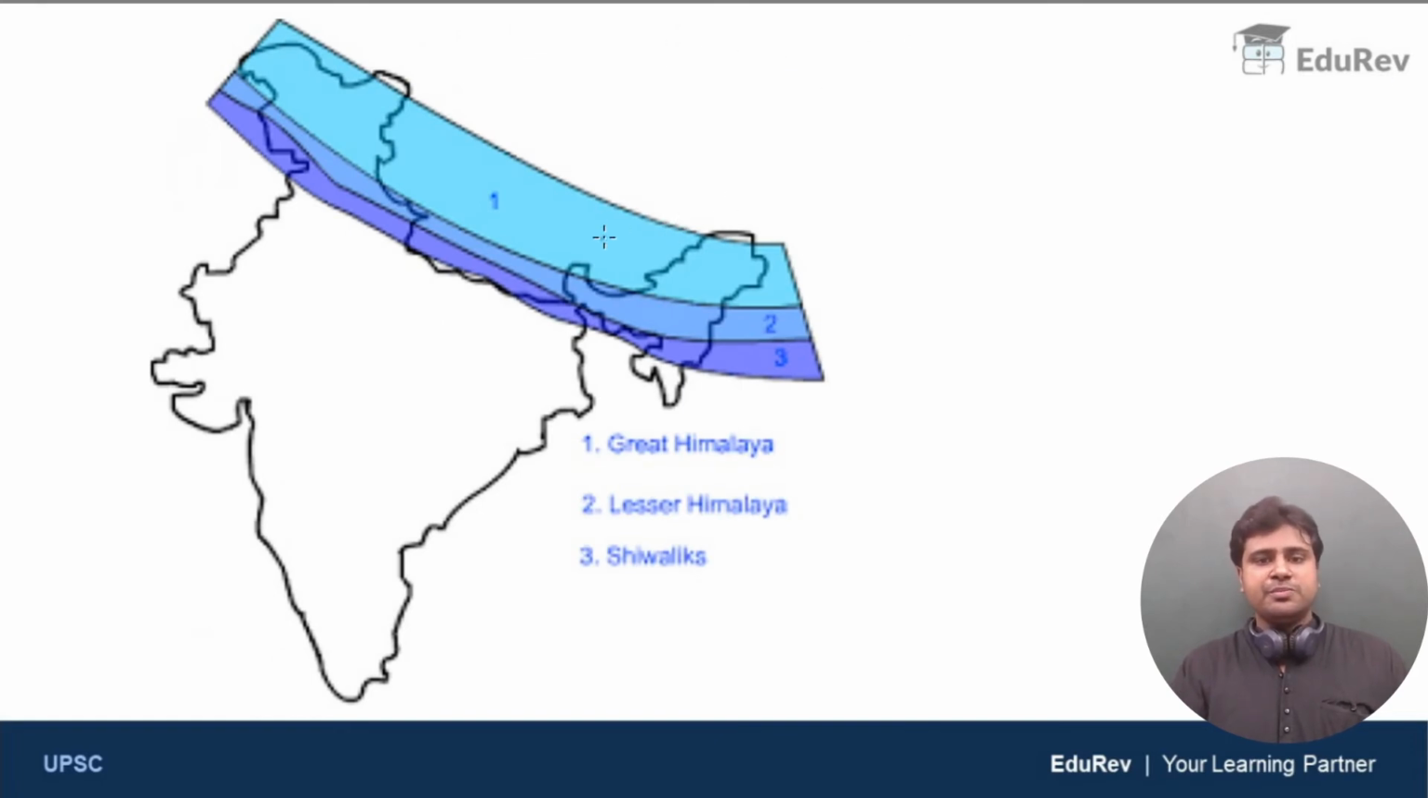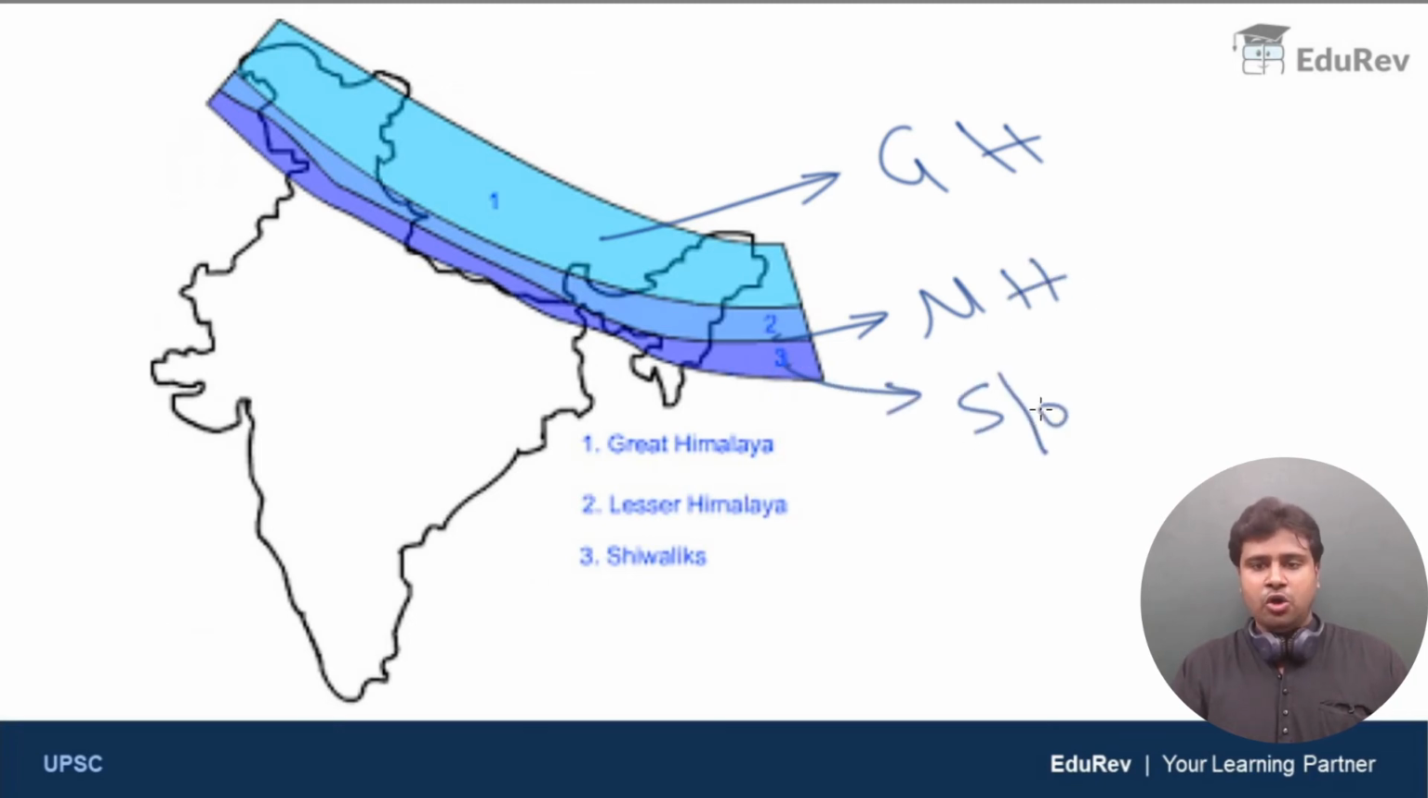So the region that is marked 1, this is the region where you find great Himalayas. And the region that is marked 2, this is where you find the middle Himalayas. And the region marked 3, you find Shivaliks or outer Himalayas. Clear? So I hope you got some clarity, guys. So let me just proceed.